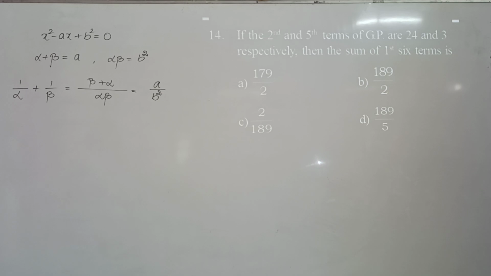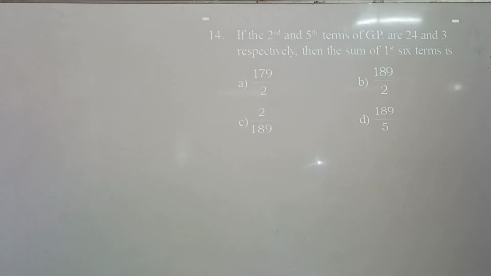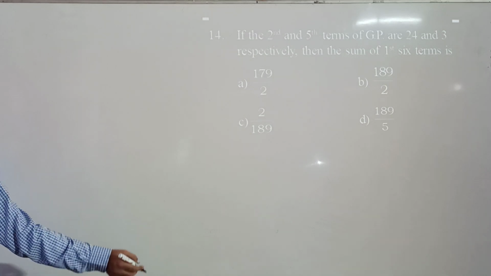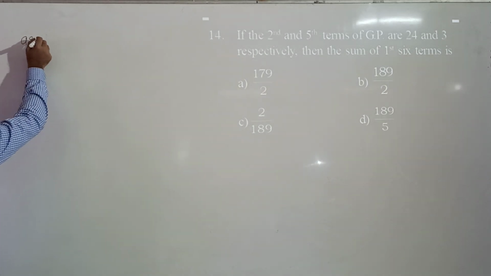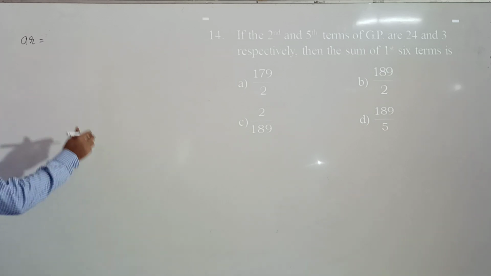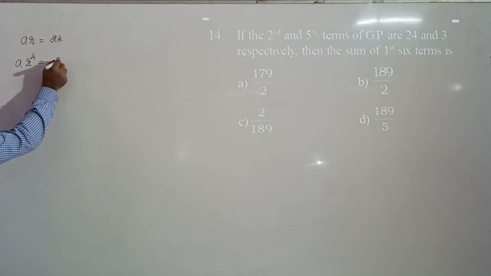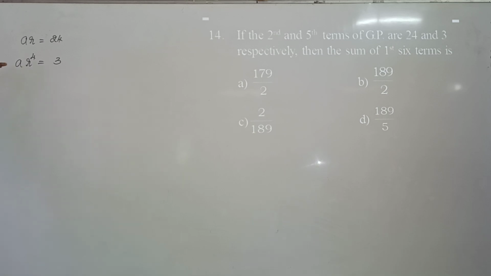Then 14th question. If the second and the fifth terms of a GP are 24 and 3 respectively, then the sum of the first 6 terms is. If I take a, ar, ar square as the GP, then the second term is ar, which is equal to 24. Then the fifth term is given by a into r power 4, which is equal to 3. We are asked to find the sum of the first 6 terms. I divide this equation by this equation.